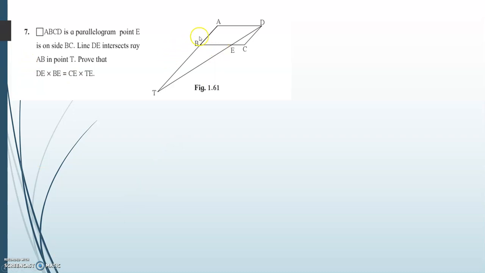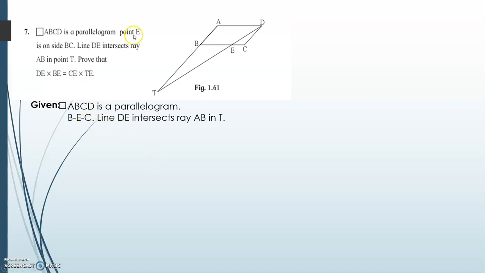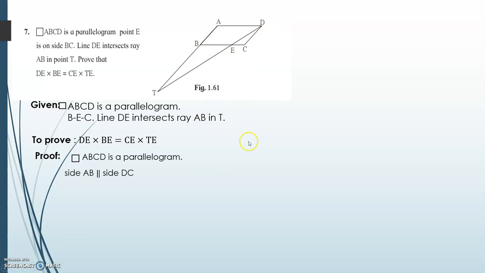Now, here we are not given that the sides are parallel, but we are given that quadrilateral ABCD is a parallelogram. So, quadrilateral ABCD is a parallelogram means AB is parallel to DC. That's what we mean. So, let's write the first given. Yes, I have written point E is on side BC, so I wrote it as B-E-C. Line DE intersects ray AB in point T, I wrote it as this. To prove is DC into BE is equal to BC into BT. Now, we will write down quadrilateral ABCD is a parallelogram as it is given to us. And therefore, we can say side AB is parallel to side DC. That is, opposite sides of a parallelogram are parallel.